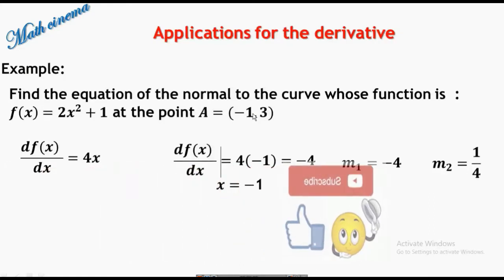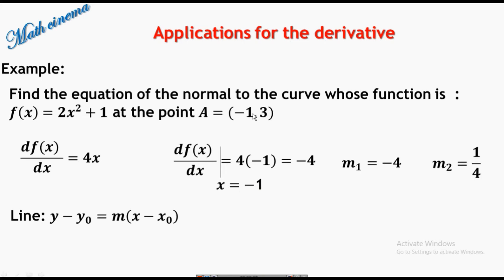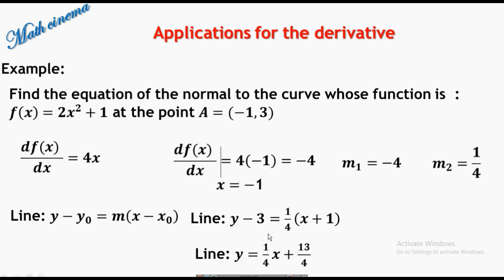So the equation of the normal is y minus y node equals m times x minus x node. X node and y node are the coordinates of the given point. M is the slope of the normal. So here we have y minus 3 equals 1 over 4 times x plus 1. Minus 1 is positive 1. And this equation can be simplified to be y equals 1 over 4x plus 13 over 4.